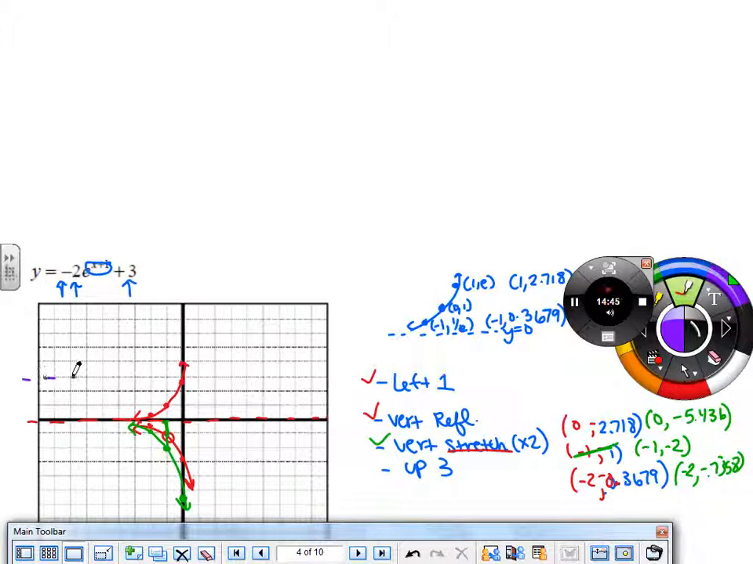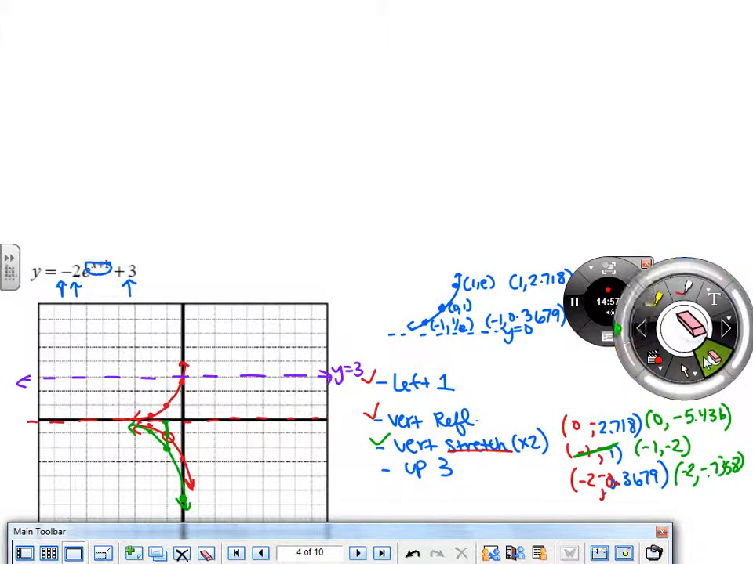So the asymptote is now here at y equals 3. And then all the points move up 3. So again, as far as the y coordinate goes, that would be like adding 3 to each of the y coordinates. So instead of negative 5.436, if I add 3 to that, this is going to be negative 2.436. Instead of negative 2, if I add 3 to that, it's going to give me positive 1.